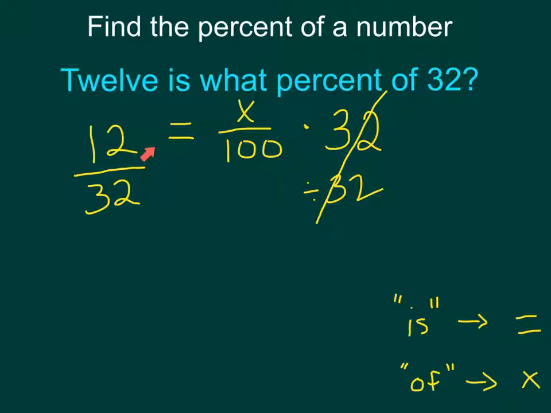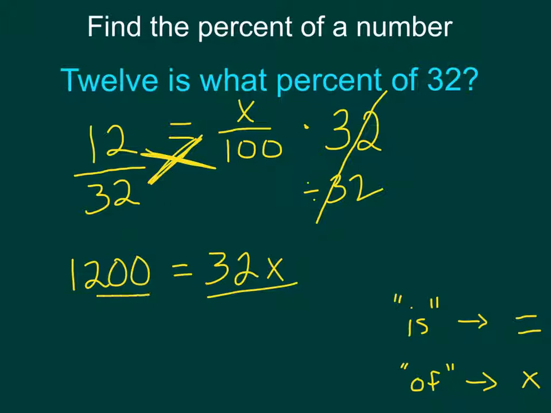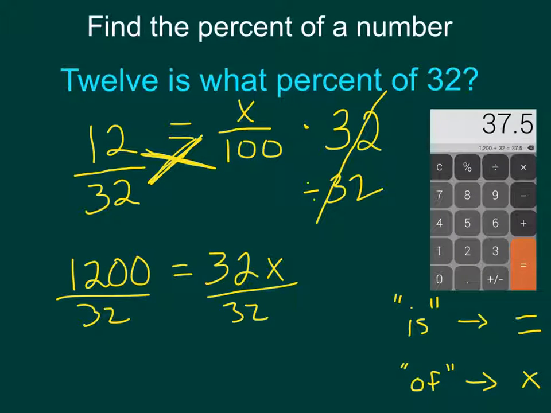And now I could use my cross products, like I've learned before, to help me solve this equation right now. So I'd be looking at 12 times 100. Okay, I know that equals 1200. Is equal to 32 times x. Okay, now I divide each side by 32. Just like that. And when I solve that on my calculator, you can see I get 37 and 5/10. And so my answer is going to be x equals 37 and 5/10.